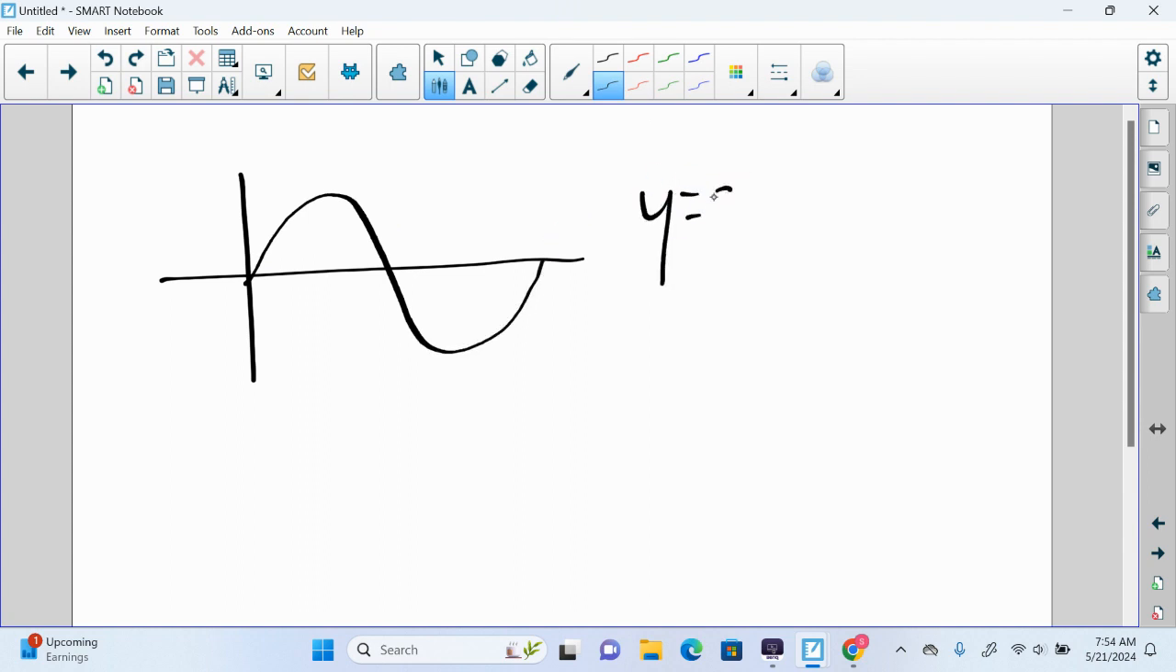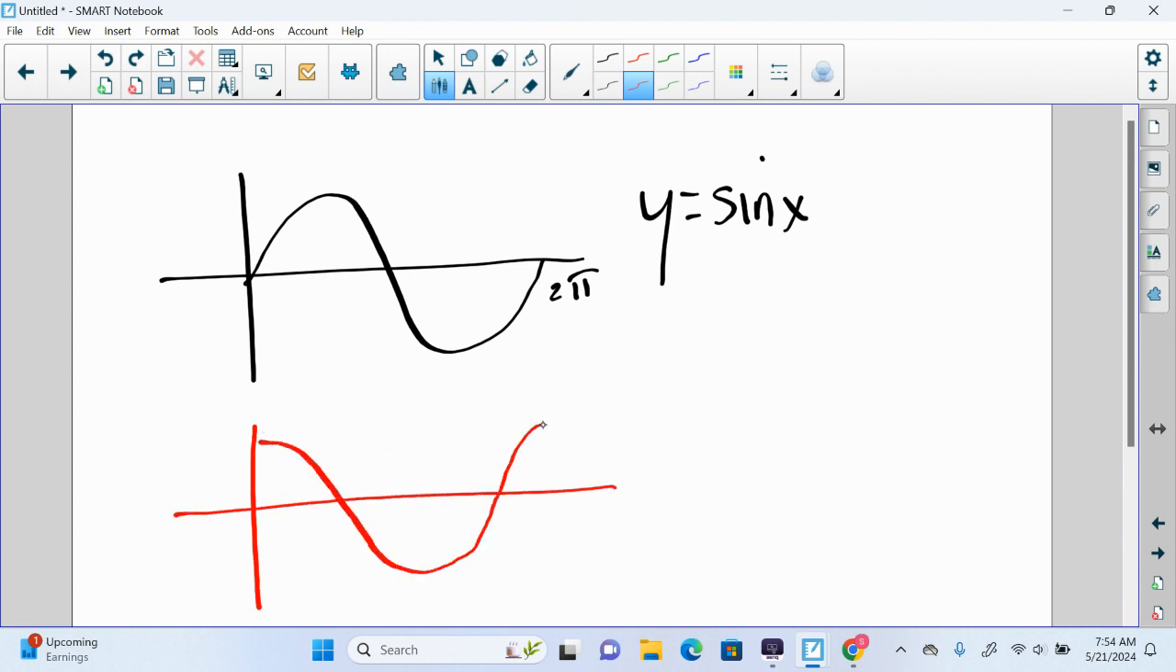There's your sine function, sine of x. We know our normal period is 2 pi. And here, I'll do this one in red, is our cosine. Cosine is going to be slightly different. It still has a period of 2 pi, but clearly you can see the sine curve starts at 0, 0 at the origin. Cosine starts at the maximum, whatever that amplitude is. Okay, I'll come back to that in a bit.